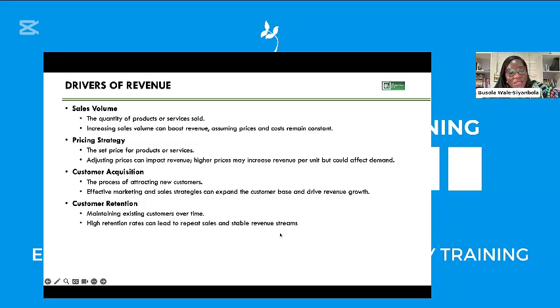The fourth is customer retention. It's one thing to attract customers, but are you retaining them? Or as you are getting them, are they leaving you? Are you having a lot of one-time, non-returning customers? Then it means you need to check your customer retention strategy. There's obviously something fundamentally wrong as they engage your business that is not making them come back. You're not having repeat customers. Then you need to ask questions. So customer retention, maintaining existing customers over time. High retention rates can lead to repeat sales and stable revenue streams.